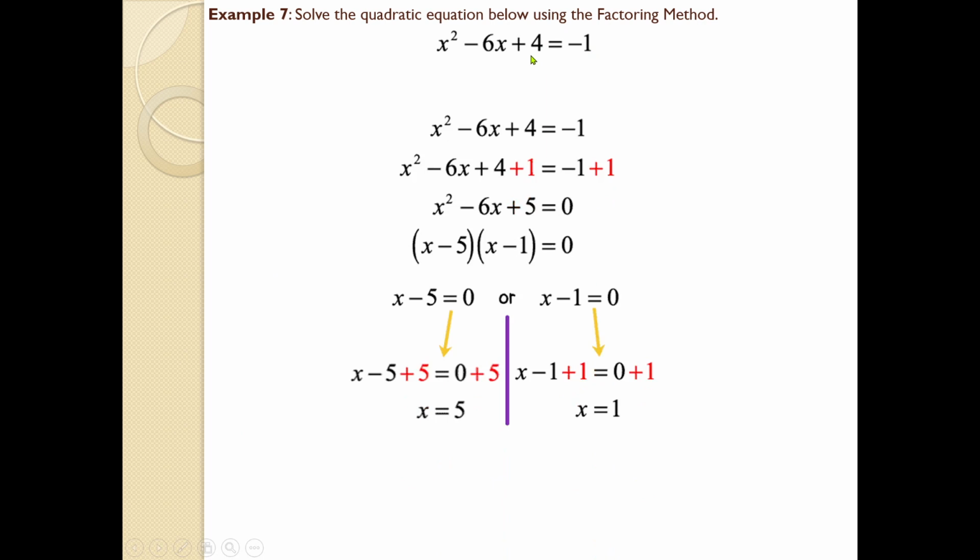Another quadratic equation using factoring method. x square minus 6x plus 4 equal to minus 1. It is a simple one. You need to shift this one to this side, so it will be like this. See, x square minus 6x plus 5 equal to 0. You have to assume two numbers in such a way that if you take the product of these two numbers, you get plus 5, and if you take the sum of these two numbers, you get minus 6. See, x equal to 5 and x equal to 1.